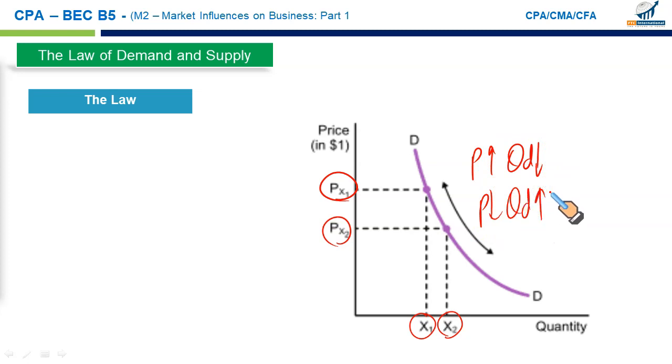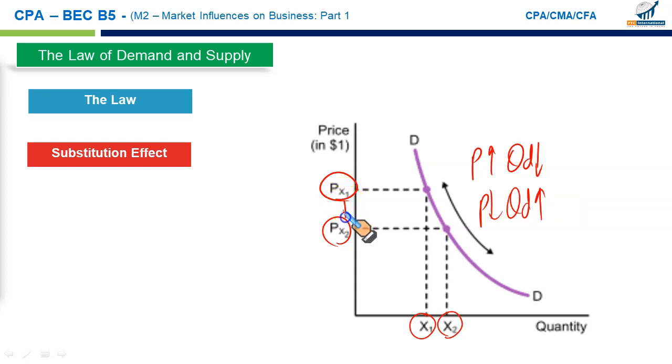Now let us explain this law through two effects. One is the substitution effect. If the price decreases in our example from px1 to px2, we were previously consuming an amount y1 of item y. Now because x is cheaper, available at a lower price px2, I will lower my consumption of item y. Now I will start consuming y2 units of y, and the money saved from y will now be used to purchase more x.